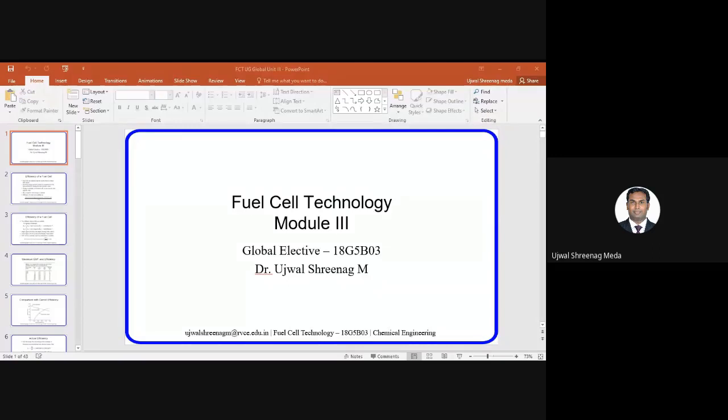So we learn about different types of efficiencies, different types of losses, how these losses can be overcome, how to make a fuel cell more efficient, and what is the role of reactions, what is the impact of reactions that take place at the electrode electrolyte interface on the performance of the fuel cell.